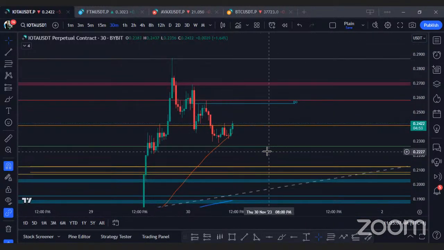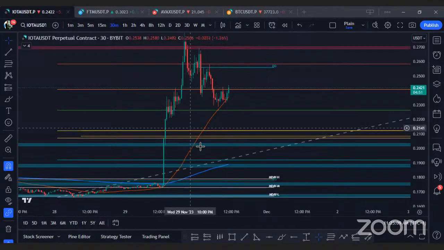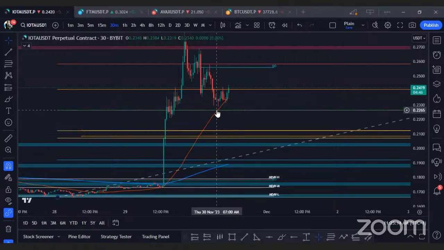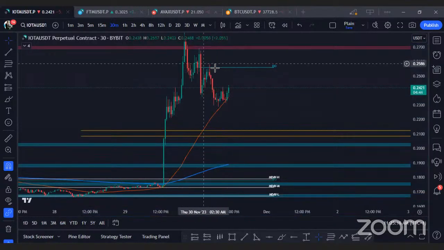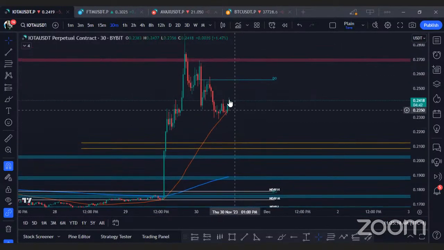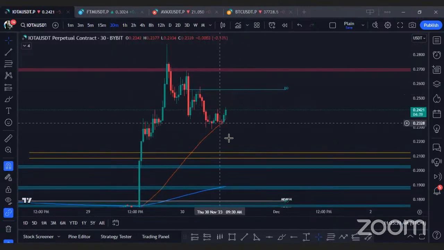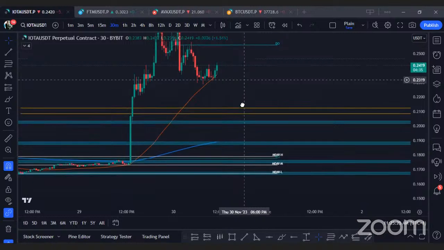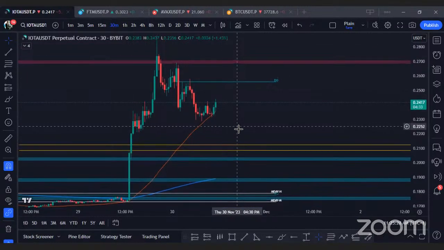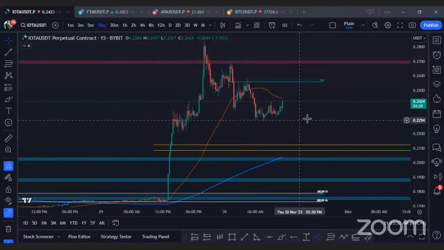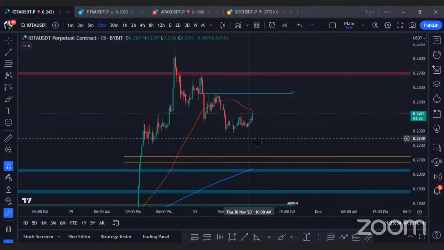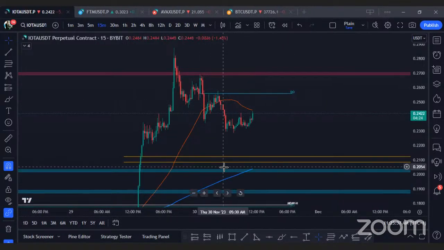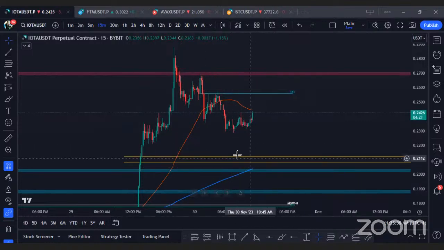But the golden level is what I'm looking at. If we do come down to that area, that's where I want to start taking a trade to the upside. Currently we are at the 50 moving average, so we bounced there and then we are up. You can do a quick scalp to the upside, but I am looking at buying down at the support area.